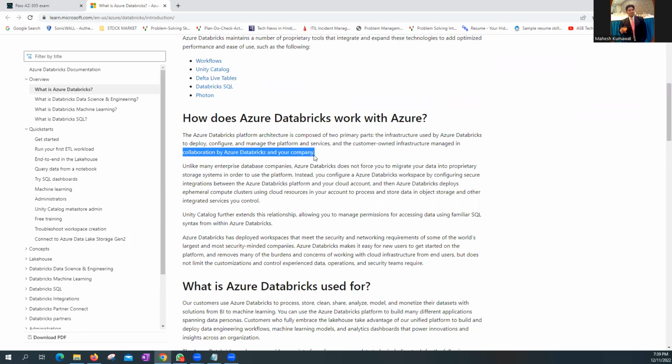Suppose I'm talking about it from a technical point of view. It's going to deploy the code, configure the code, and manage the platform of your services. Take storage: you're going to deploy the storage, configure the storage, and manage the platform. How are we going to store the data, things like that.